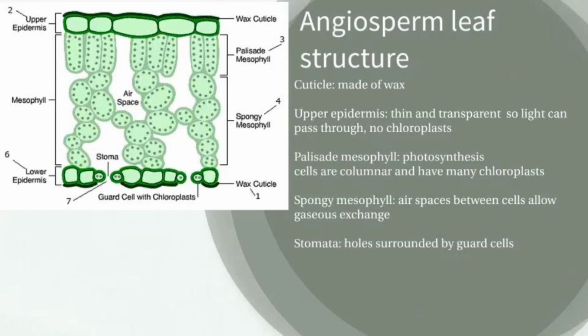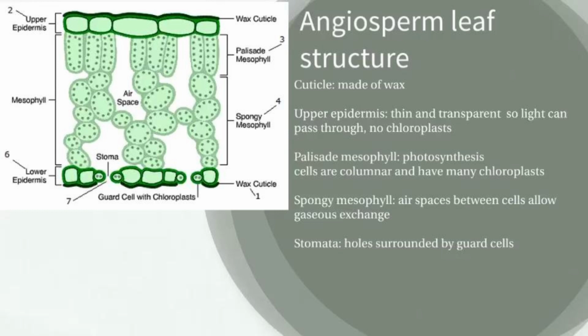So just going into a bit more detail on the stoma. The guard cells either side of the stoma do contain chloroplasts, but that's not their main function. The guard cells control whether the stoma are open or closed. And during transpiration, water vapour passes out of the stoma and CO2 diffuses in and oxygen diffuses out of the leaf via the stoma, which is controlled by the guard cells.